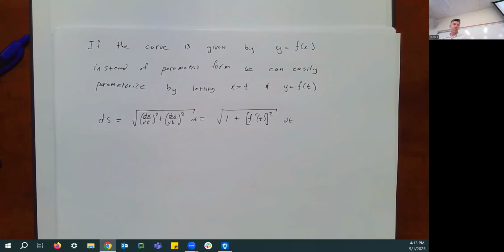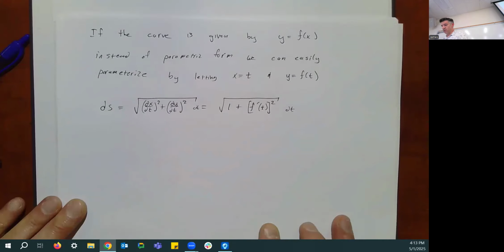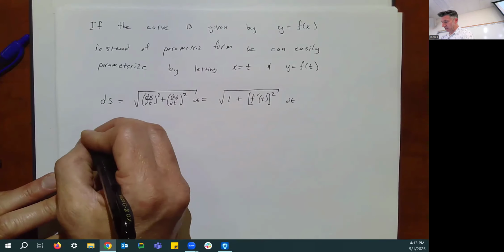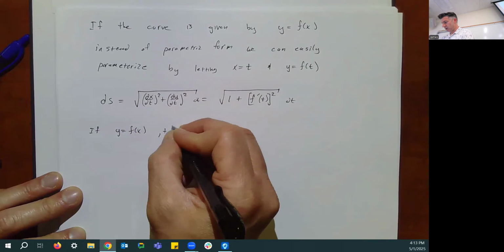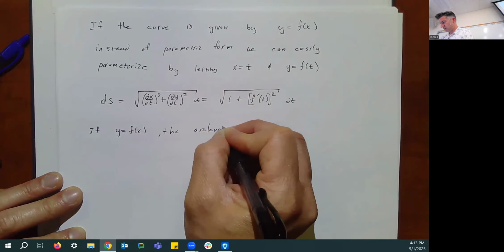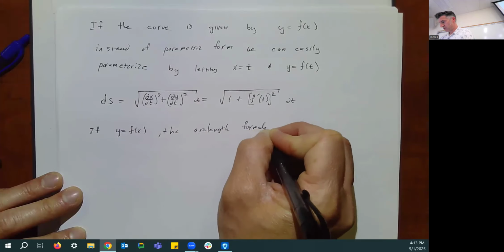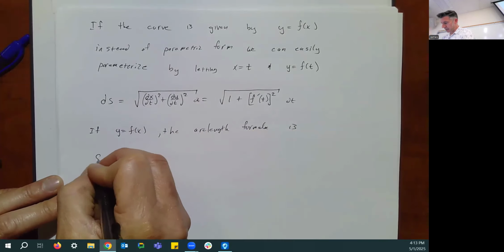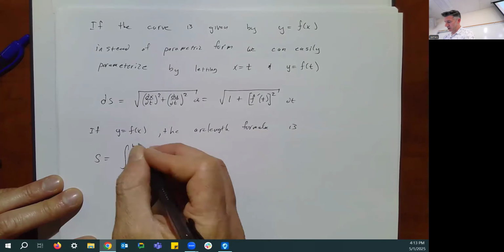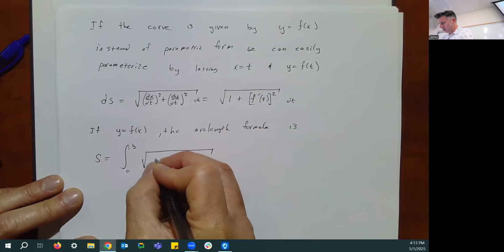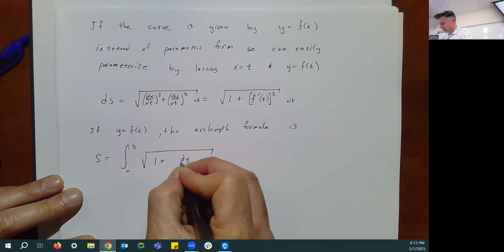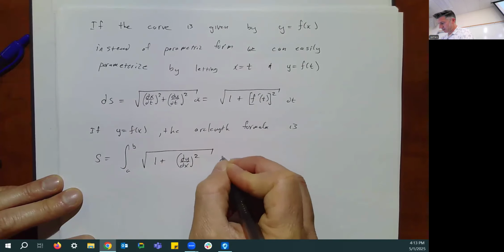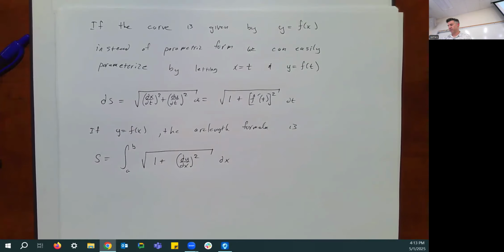Or we could just use the original variable and say it's f of x instead of f prime of x, instead of f prime of t. So usually what we do is if y equals f of x, the arc length formula is s equal to the integral from whatever your limits of integration are of the square root of 1 plus, you can either write it as f prime of x or as dy dx. People usually write it as dy dx, or f prime of x. Either way.